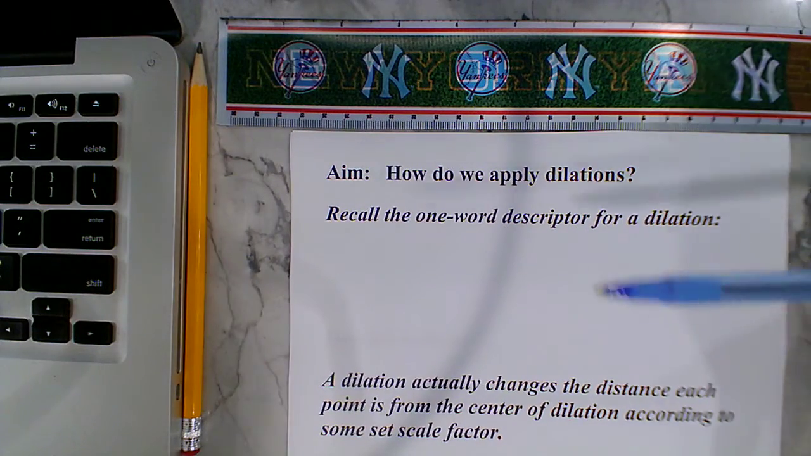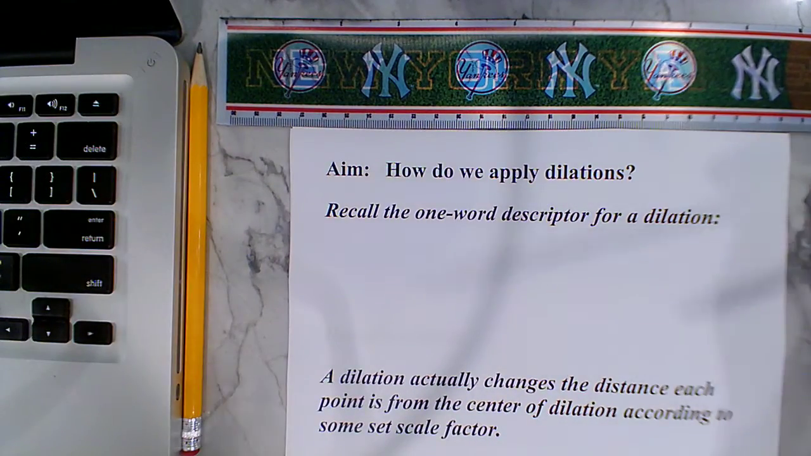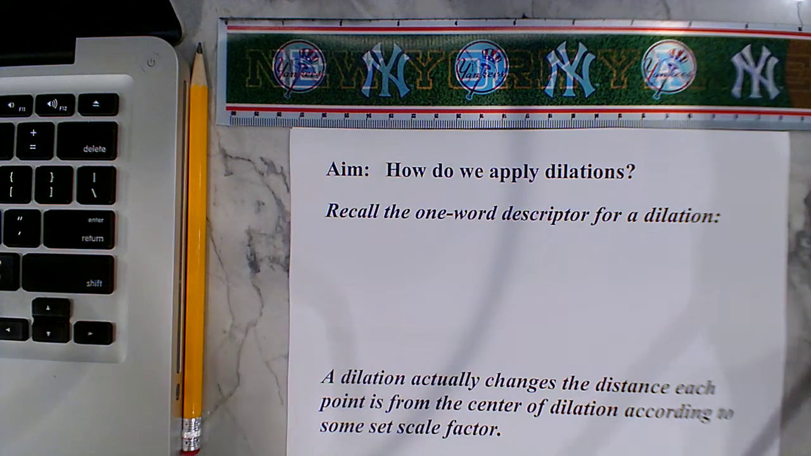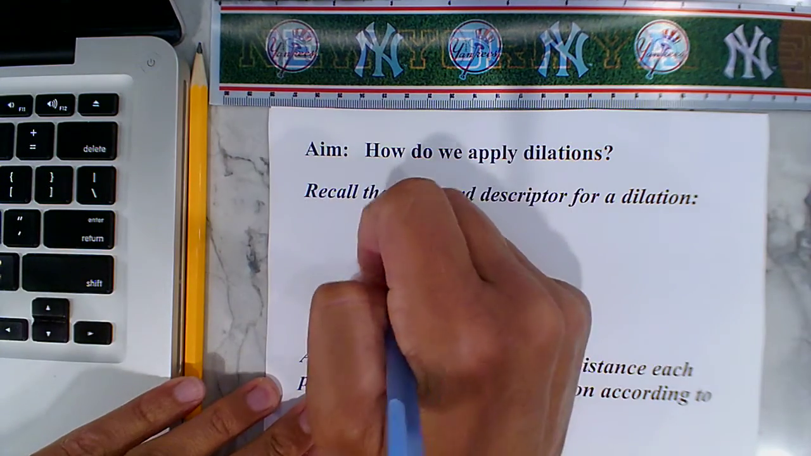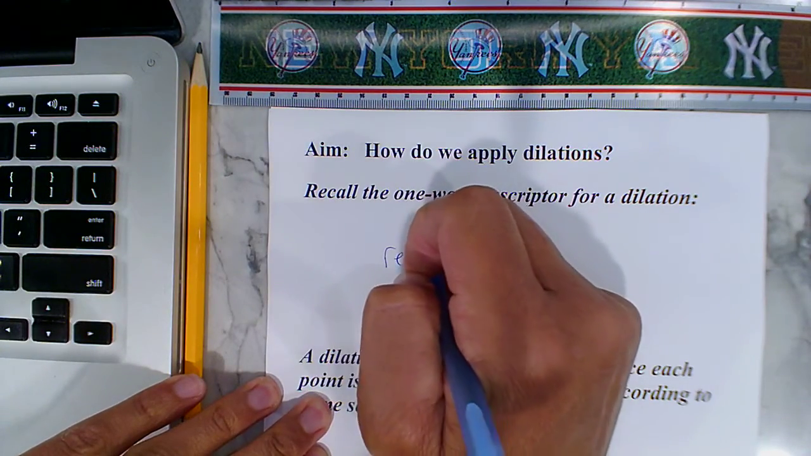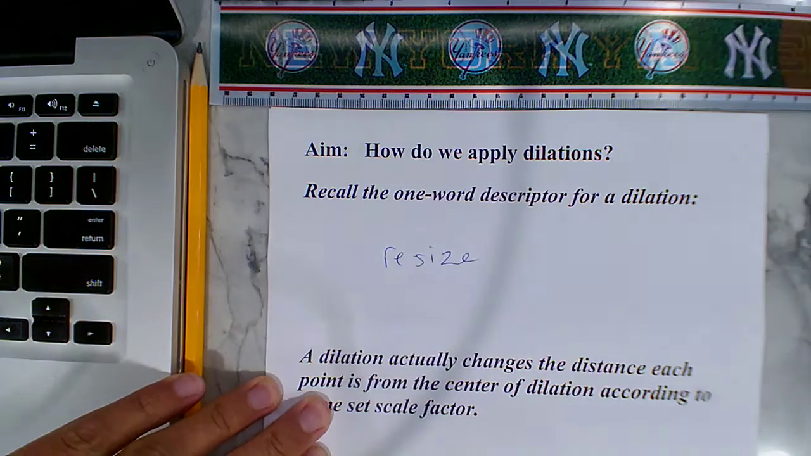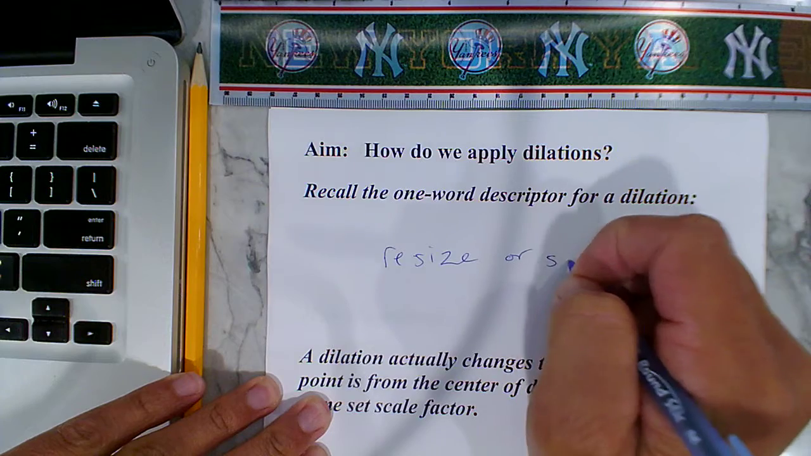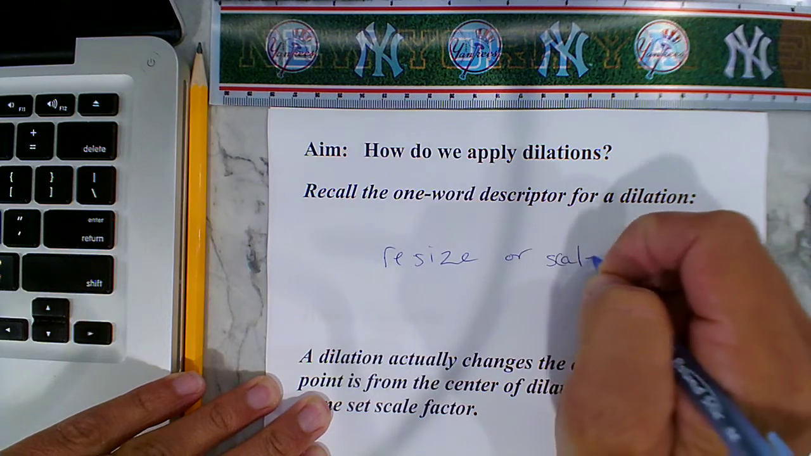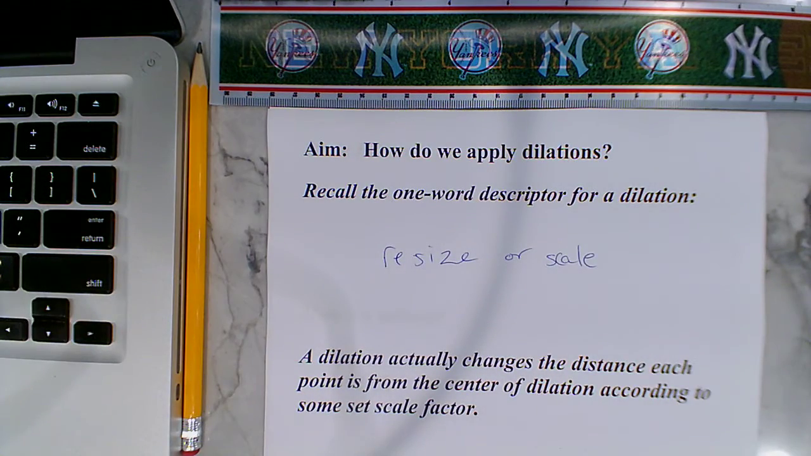But first, I want you to recall what the one-word descriptor we used when we were doing that transformational overview was. So remember that with the dilation, you're talking about resizing. Resize. All right, sometimes you also use the word scaling. Scaling.